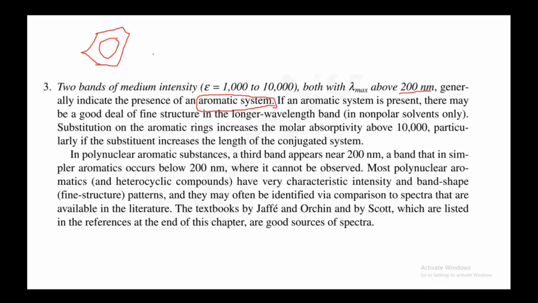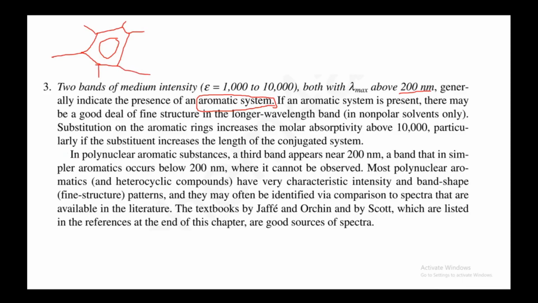And substitution on the aromatic rings increases the molar absorptivity above 10,000 particularly. So for example, this is benzene. If you substitute this benzene with any electron donating groups or withdrawing groups, they might increase or decrease the wavelength of this benzene depending upon the nature of the group.